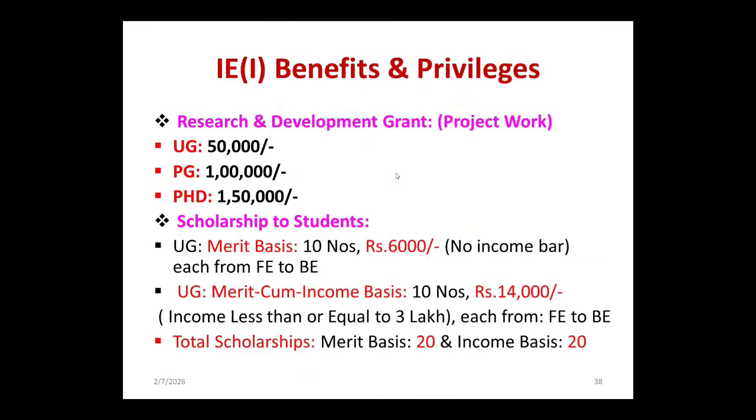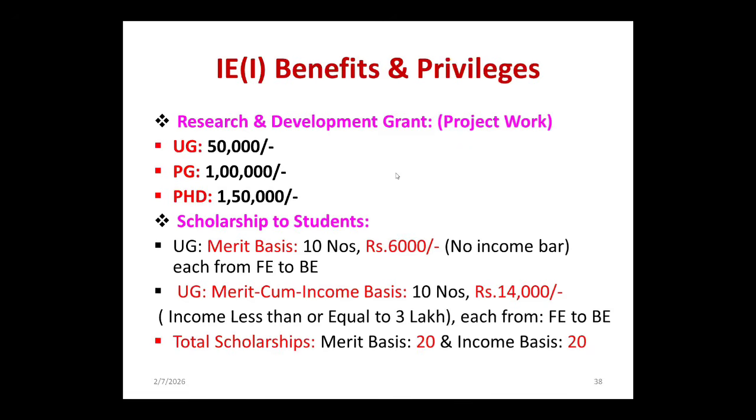Now, what kind of benefits will these student members get? The first and very important benefit is research and research grants they get for their project work, the R&D grant. Undergraduate students will get a grant of 50,000. PG students get a grant up to 1 lakh rupees, and PhD students get a grant up to 1 lakh 50,000 rupees. Polytechnic students can also get a grant up to 25,000, and some criteria are there for getting that grant. Some membership is required: for UG, and for PG and PhD, either AMI or MI membership category is required first. Then only you can apply for that R&D grant.